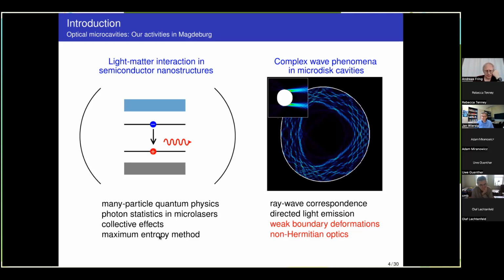We look at collective effects such as superradiance or mode competition. And recently also we had a look at the maximum entropy method to study these many particle quantum physics.